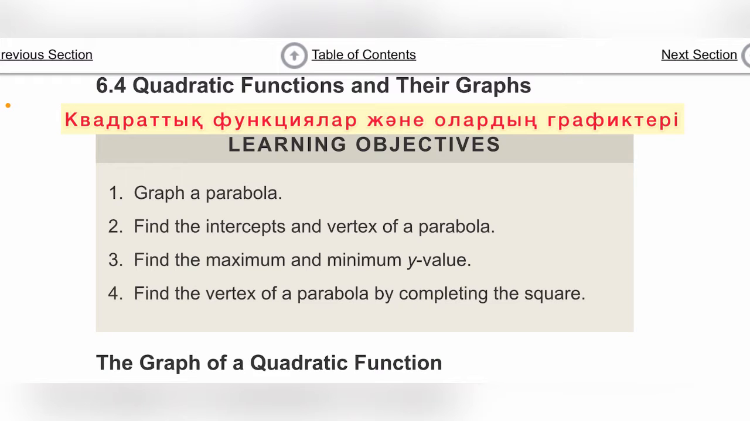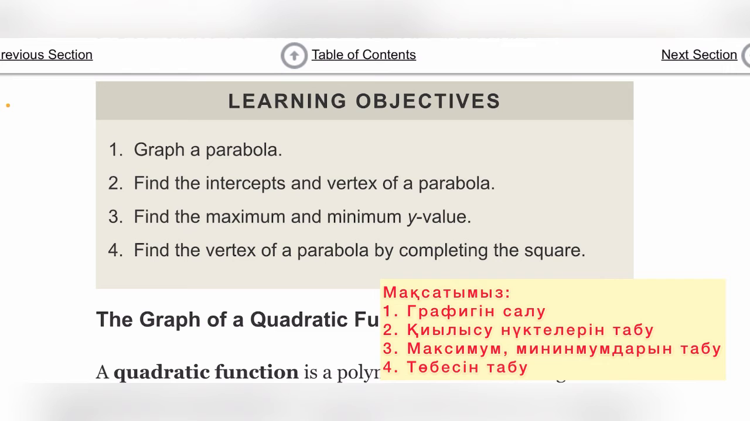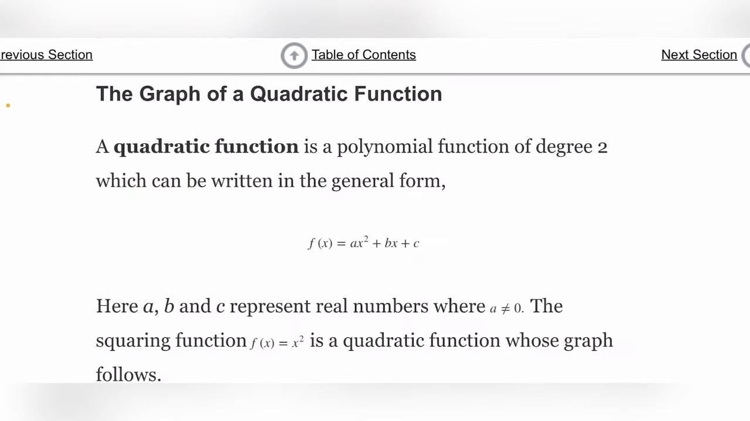Quadratic functions and their graphs. Our learning objectives: graph a parabola; find the intercepts and vertex of a parabola; find the maximum and minimum y value; find the vertex of a parabola by completing the square. Today's topic will be about the graph.